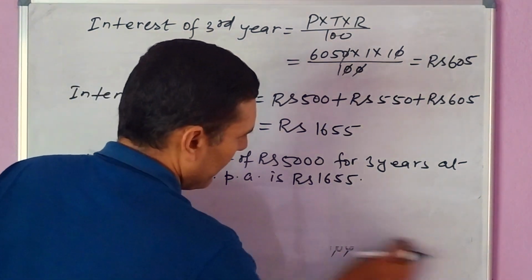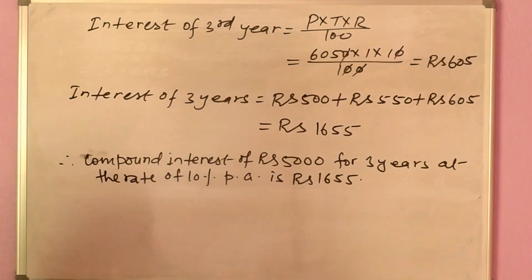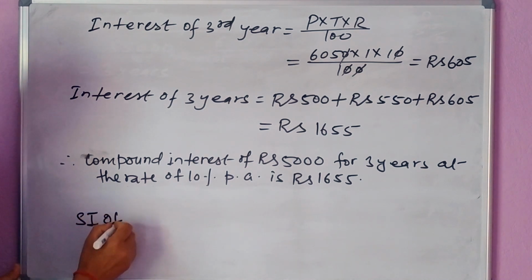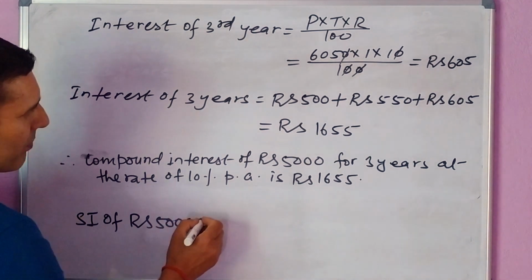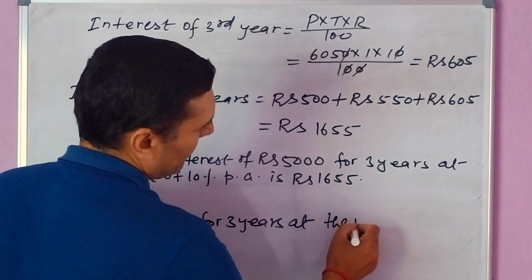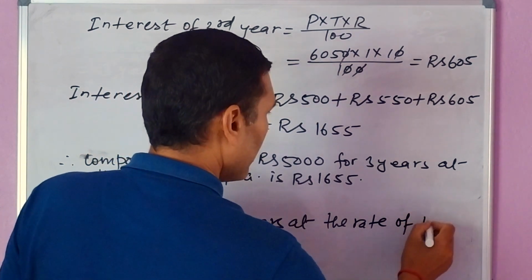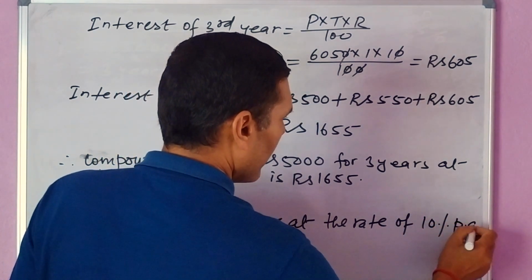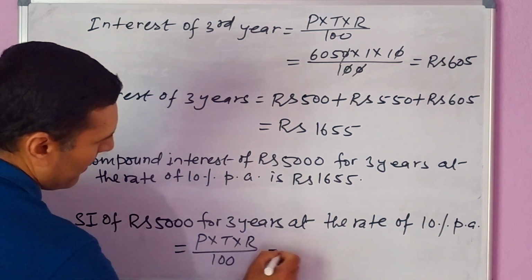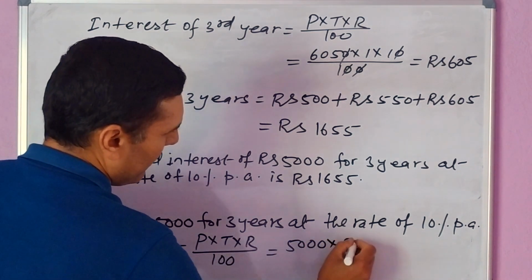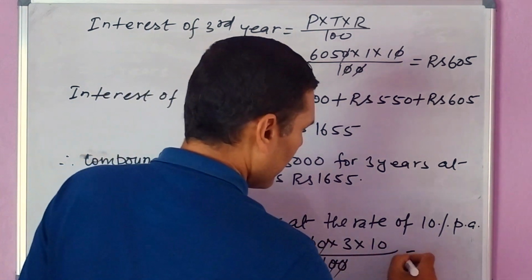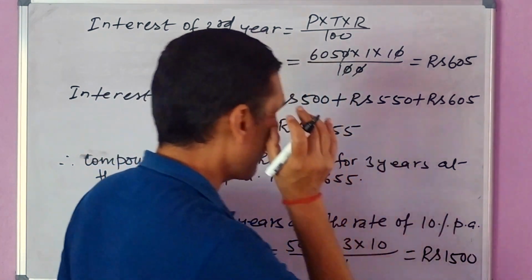Okay, let's see the simple interest also for this problem. Simple interest of rupees 5,000 for 3 years at the rate of 10% per annum is calculated by the formula P into T into R upon 100. So P is rupees 5,000 times T, 3 years, R is equal to 10% upon 100. So here we get rupees 1,500 only.